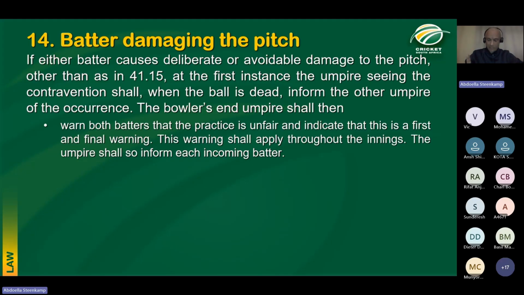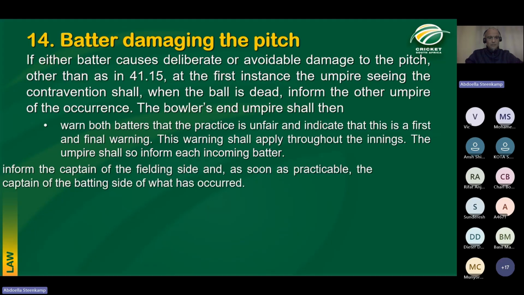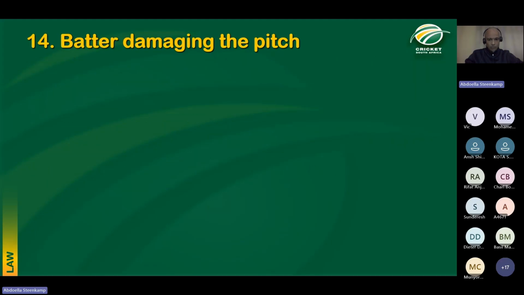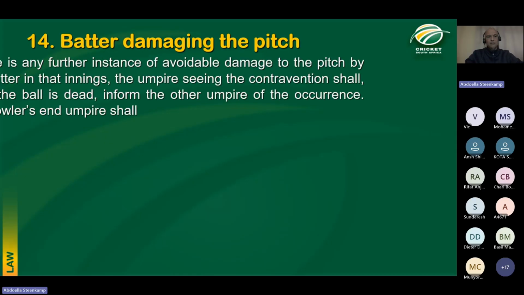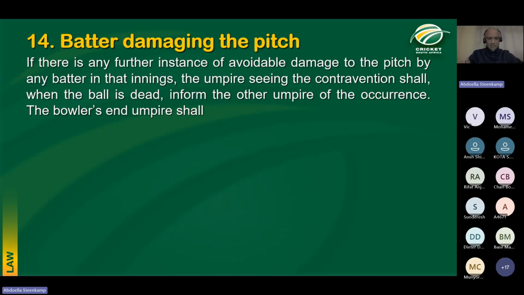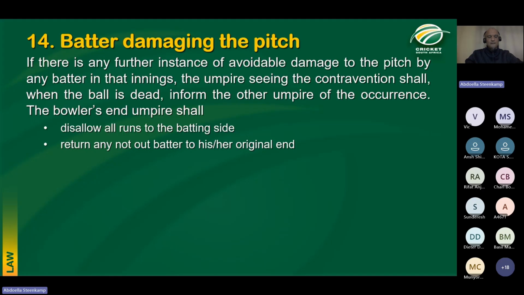So this is happening the first time. You need to inform the captain of the fielding side, the batters, and your colleague. So what happens if, again in the same innings, either of the batters again causes avoidable damage to the pitch? What is now the punishment? You've already given a first and final. Now the punishment is disallow all runs to the batting side.